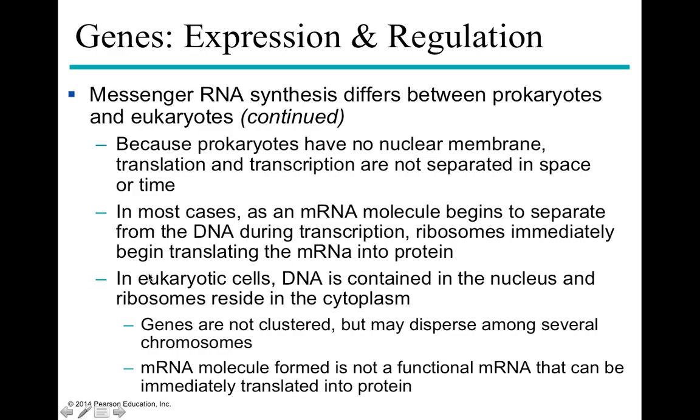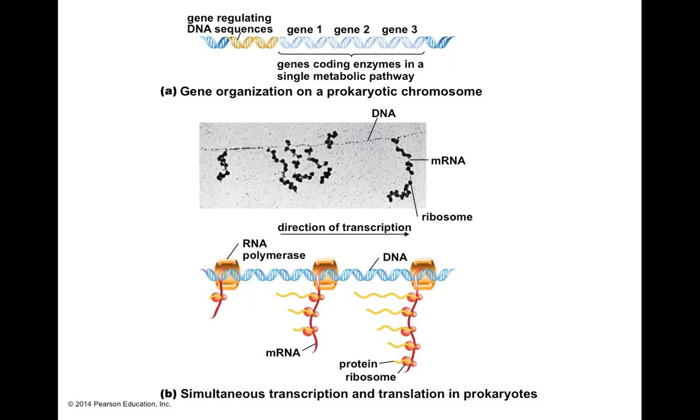However, in eukaryotic cells, it's drastically different. DNA is contained in the nucleus, and the creation of mRNA happens in the nucleus. Ribosomes, which are responsible for protein synthesis, reside in the cytoplasm, so they're in a totally different location within the cell. Also, genes aren't necessarily clustered. They can be dispersed all over the chromosome, or across several chromosomes. Just because they're involved in similar functions or in the same metabolic pathway doesn't mean they're going to be found under the same promoter or even on the same chromosome. The mRNA molecule that's formed is going to need a little bit of processing to be translated into protein, so it's not immediately ready as in prokaryotes.